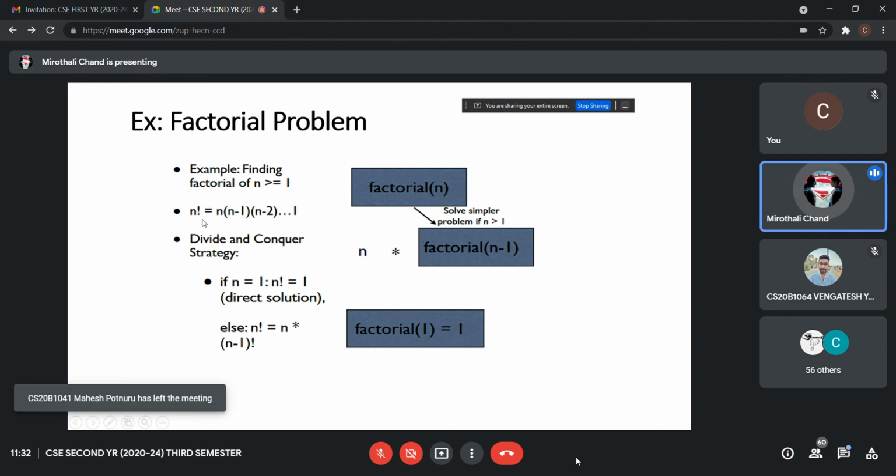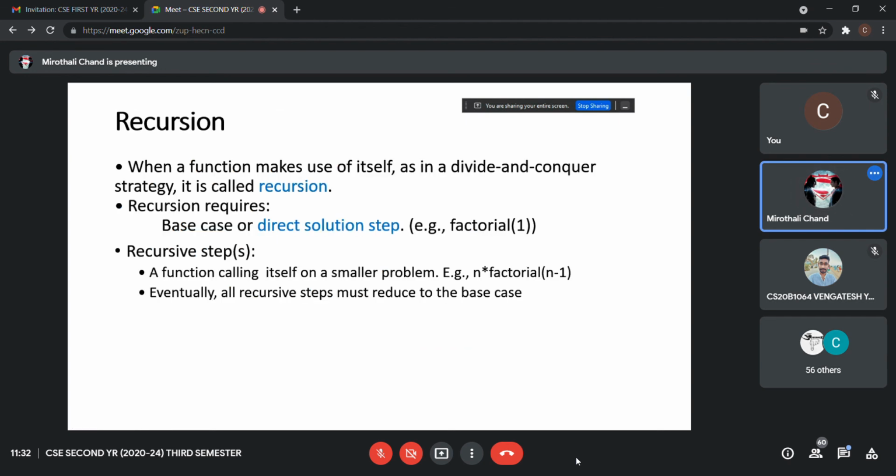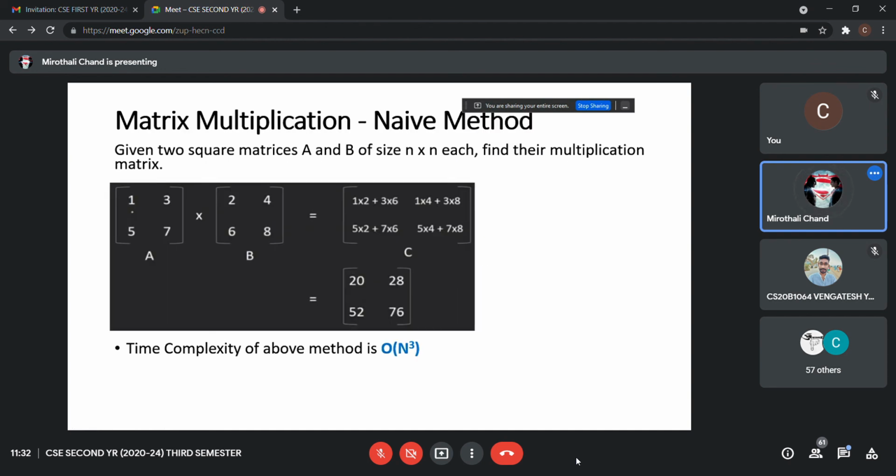A simple example is factorial, where this is the main problem. We break it into subproblems. First n minus 1 is calculated, then n minus 2. Then based on these solutions, we multiply them again, and finally we get the factorial of the given number. Recursion is doing the same operation again and again based on the problem. Here, in the case of n factorial, factorial of n minus 1 into n will be considered as the factorial of the given number.